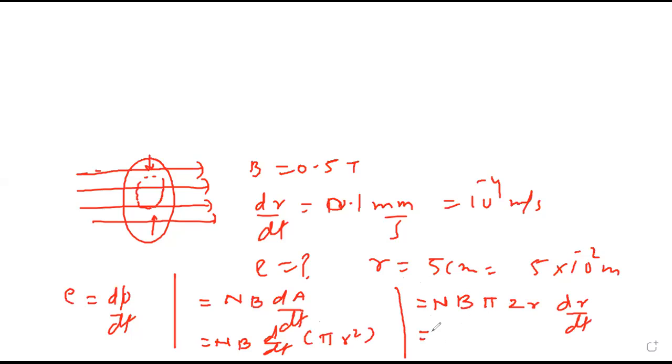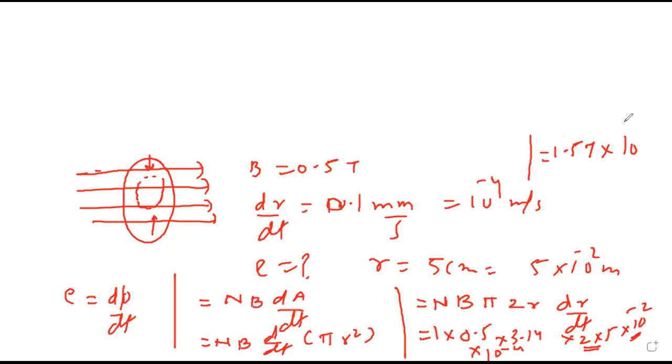Now n is 1, B is 0.5, pi 3.14 into 2, r is 5 into 10 raised to minus 2 into 10 raised to minus 4. Multiplying these, 0.5 into 3.14 will be 1.57 into 5 into 2 is 10, 10 into 10 raised to minus 2 is 10 raised to minus 1 into 10 raised to minus 4, 10 raised to minus 5 volt. Everybody has understood this sum? Please solve. Write the solution.